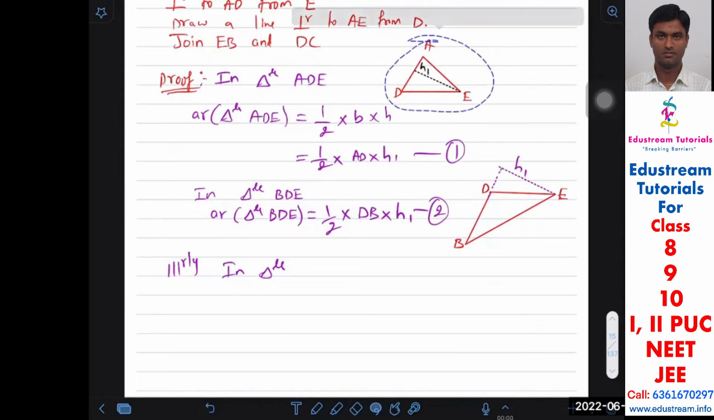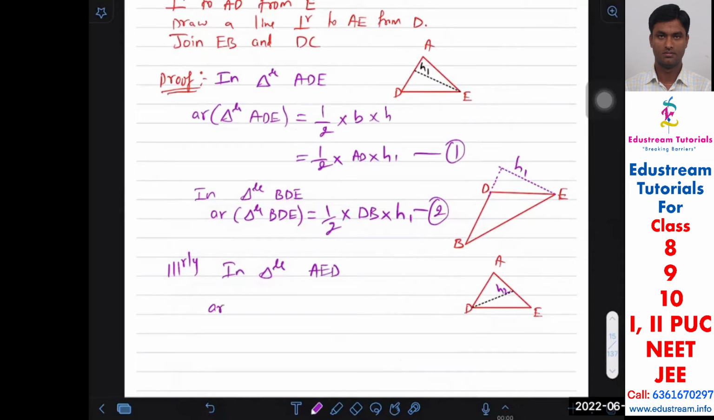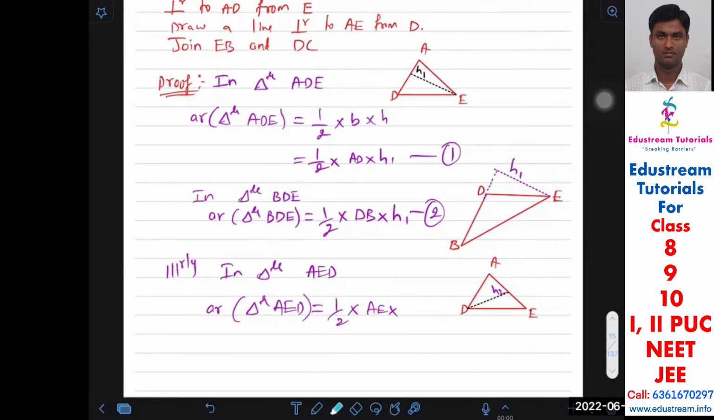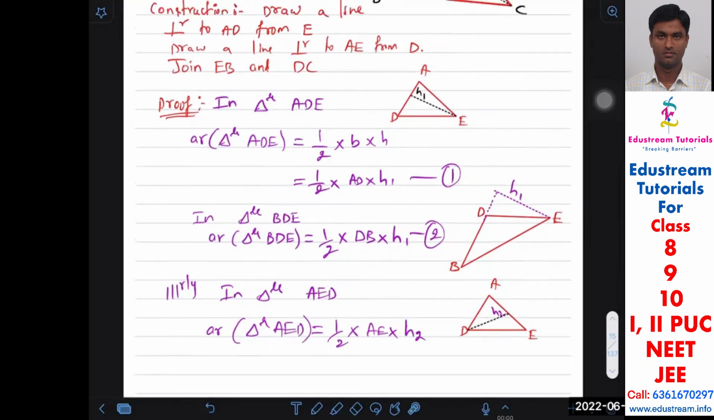In triangle AED, the area of triangle AED is equal to half into base. Base is this AE, so AE into height. The height of the triangle is H2. That's it.